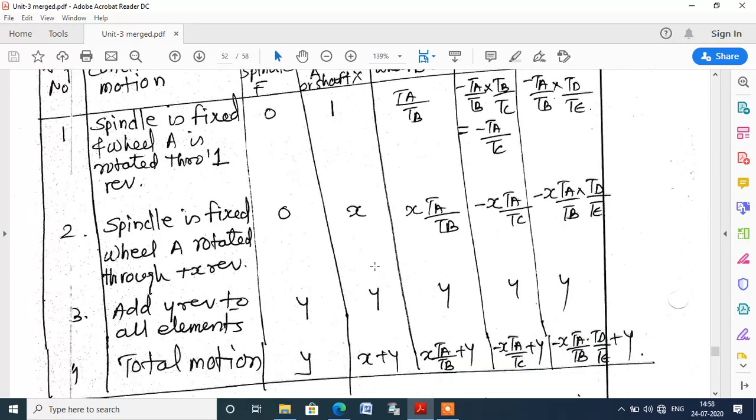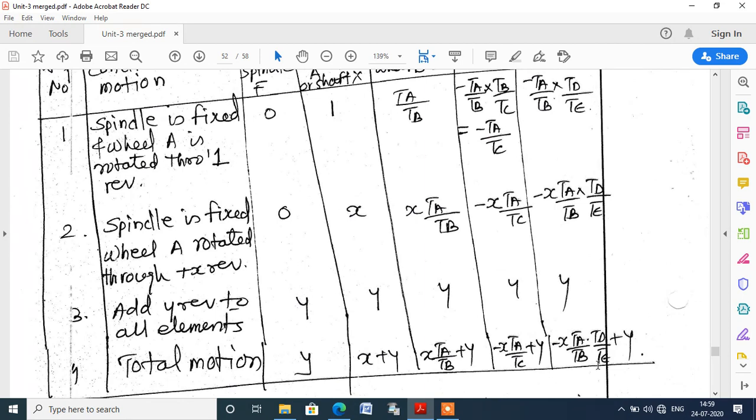Then the third step is adding y resolution to our elements. We have to write down y, y, y, y, and y. Then finally find out the total motion, that is, add the elements in rows 3 and 2. So y plus 0, y plus x, y plus x ta by tb, y minus x ta by tc, and y minus x ta by tb into td by tc.